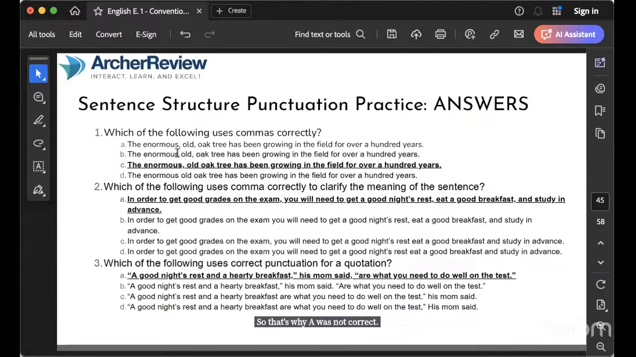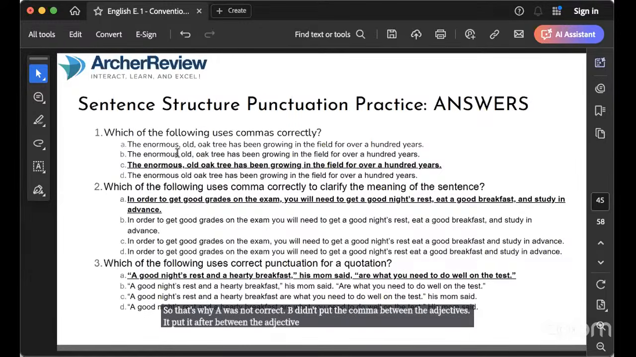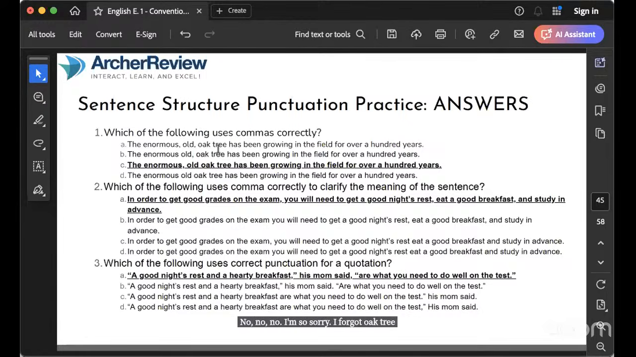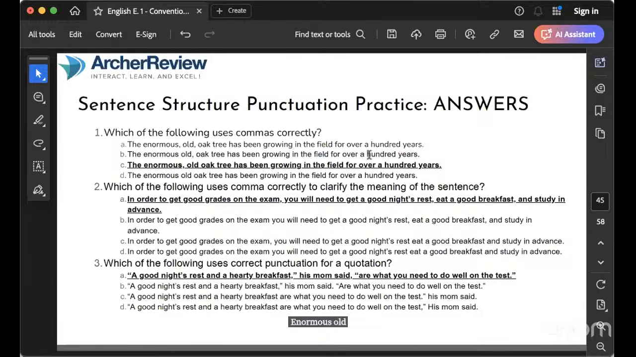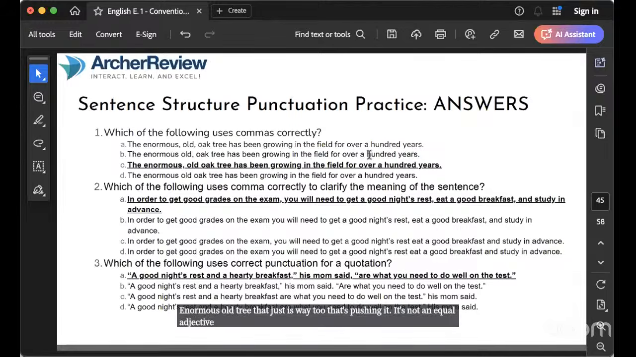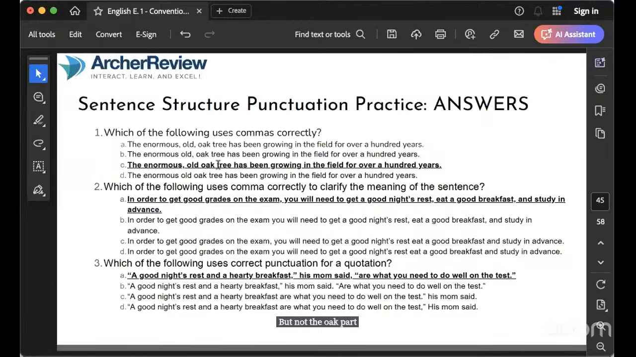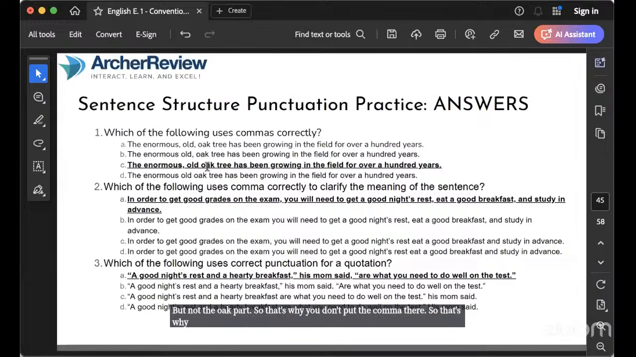B didn't put the comma between the adjectives. It put it after, between the adjective and, wait, hold on. No, I'm so sorry. I forgot "oak tree." So, oak tree. But see, here's the thing. The reason you can't put the comma like they did, or like I did in number 1, is that you can't switch out "oak tree." You can't say "the oak enormous old tree." That's pushing it. It's not an equal adjective. Old and enormous, they could be used interchangeably. You could switch those around, but not the oak part. So that's why you don't put the comma there. So that's why you just put it between the two. And D didn't have a comma.